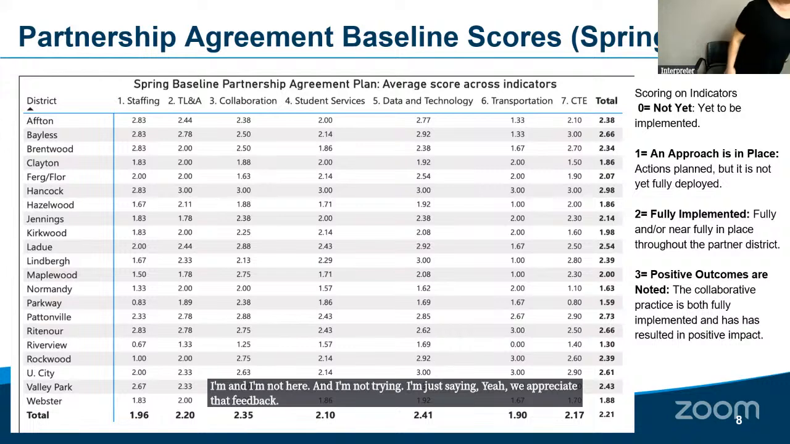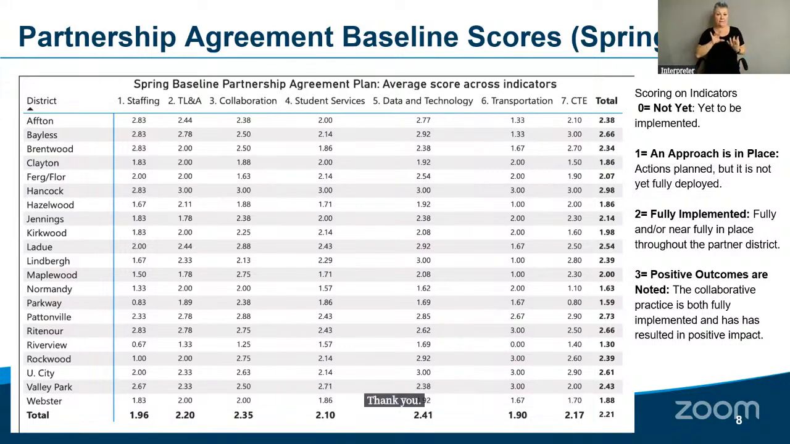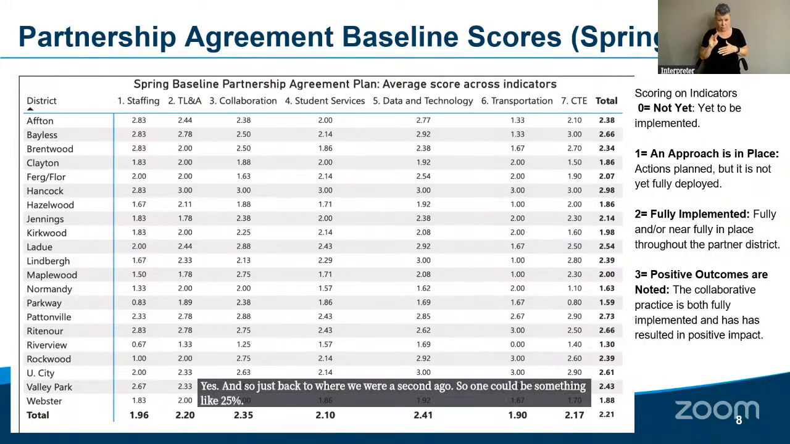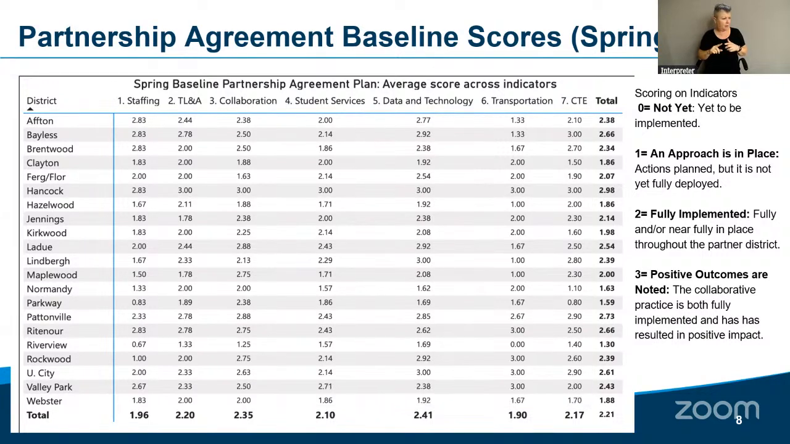Thank you. I've got a question. Yes, so just to go back to where we were a second ago, one could be something like 25% implemented, two could be 50%, and then we do the 11 numbers. Yeah, if we had it behaviorally defined with numbers of what it was, I could do it, but I can't do it here.